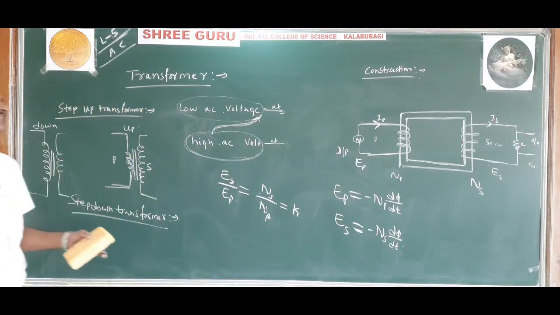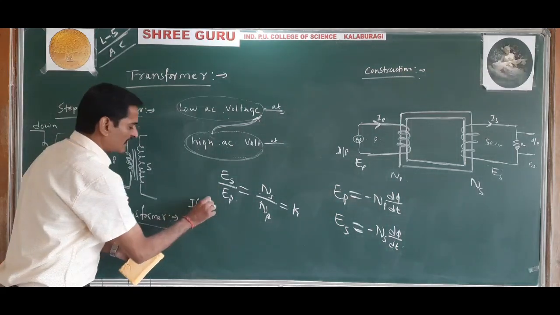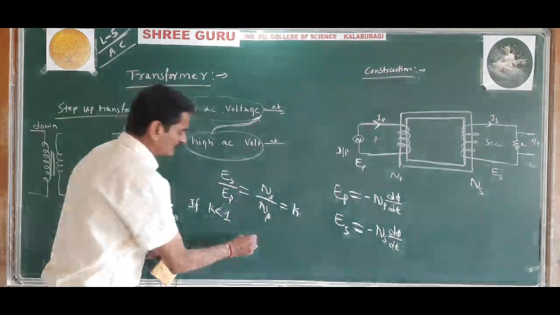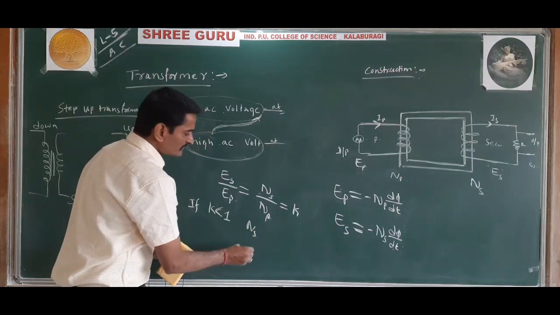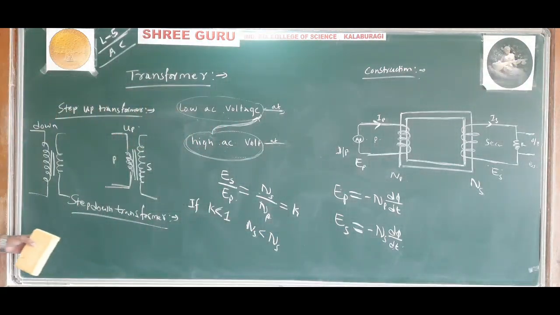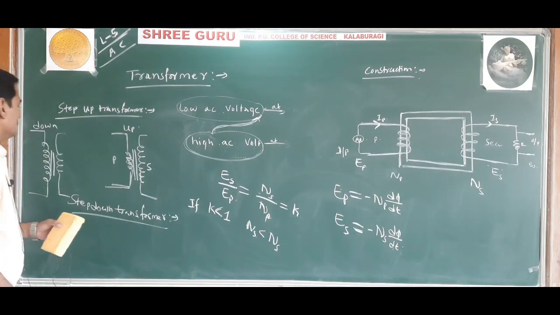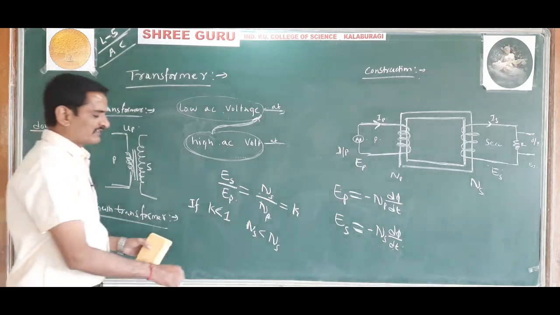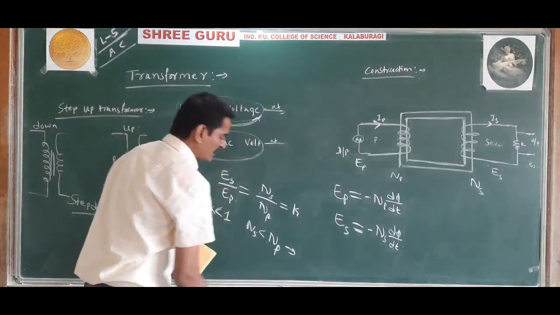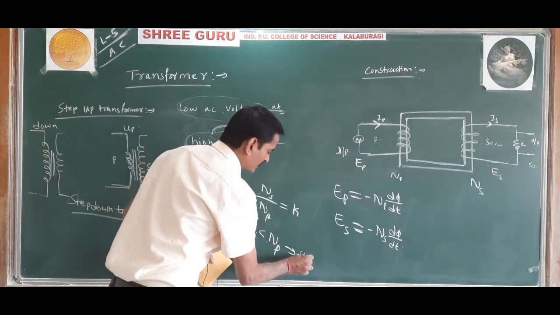Transformation ratio or turns ratio. If K is less than 1, then NS will be less than NP. That is, the number of turns in the secondary coil is less than the number of turns in the primary coil. That is, it will be a step down transformer.